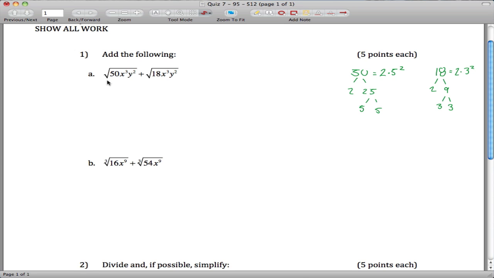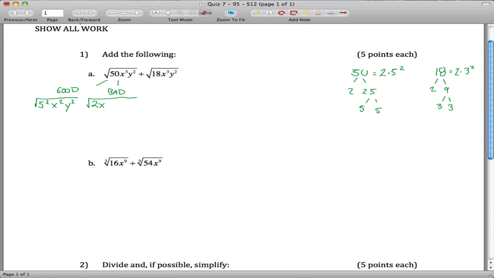So the way I do it is I break this first one up into a good radical and a bad radical. Good ones are all the ones that are perfect squares. So the square root of 50x cubed y squared. Let's see, 50 is really 2 times 5 squared. So the 2 I got to put over here in the bad because it's not a perfect square. But the 5 squared is a perfect square, so I can put it on the good side. X cubed, put 2 of these over here and 1 over here. And y squared, I'll put both of those over here.